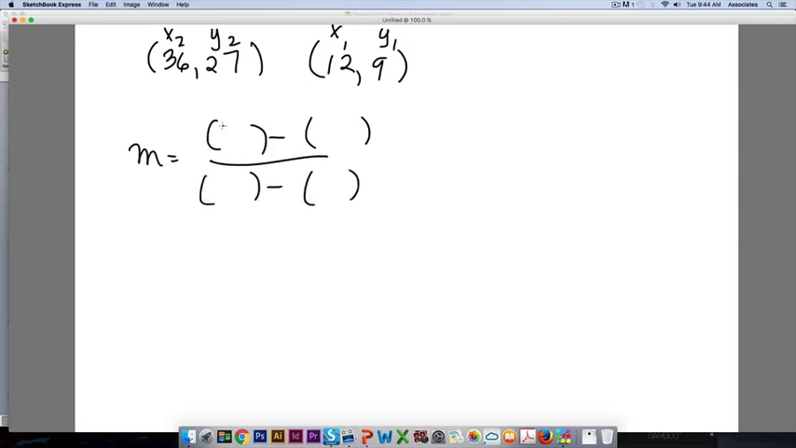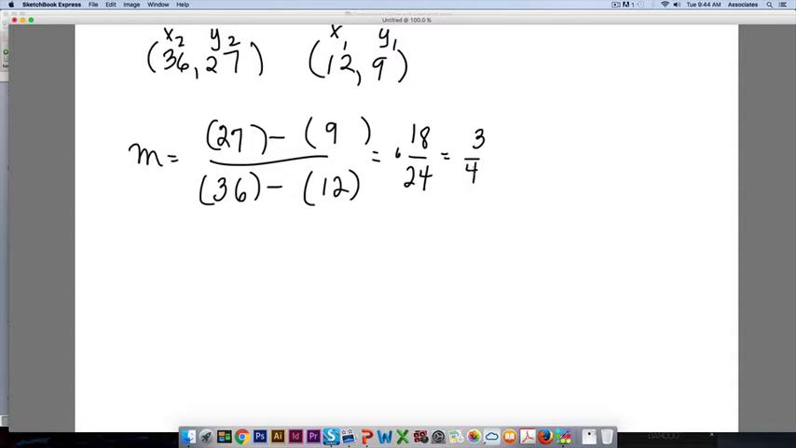All right, so y sub 2 is 27. Y sub 1 is 9. X sub 2 is 36. This is 12. If you have them reversed, only the signs will be different. This gives me 18 over 24. And so this would be, dividing them both by 6, 3/4. So my slope is 3/4.